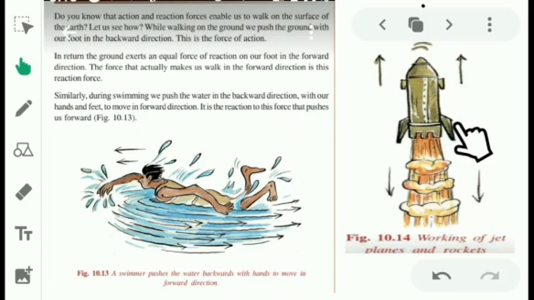Another is the working of jet planes and rockets. That is also an example of Newton's third law of motion. The fuel burned inside goes downward, and it pushes the rocket in the upward direction. So here also Newton's third law works.